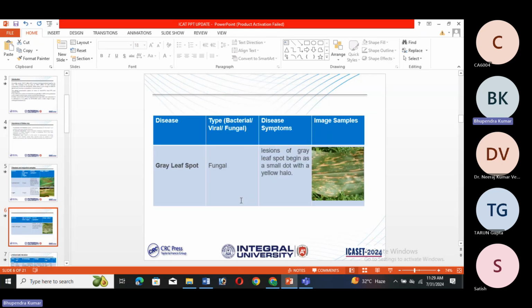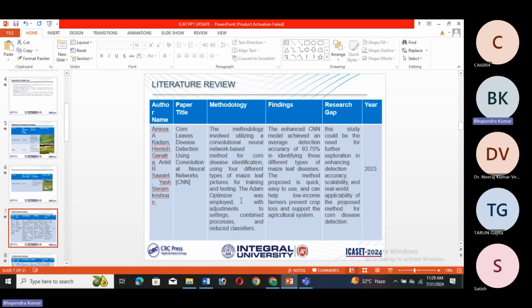The third one is gray leaf spot, and it is a fungal type. The symptoms are lesions of gray leaf spot beginning as small dots with a yellow halo. And the next is the literature review. We are focusing on some recent research. A paper titled Corn leaf disease detection using convolutional neural network found an accuracy of 93.7% in identifying three types of disease, and the proposed method is quick, easy to use, and helps low-income farmers.